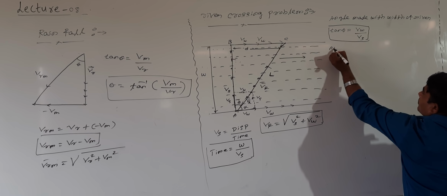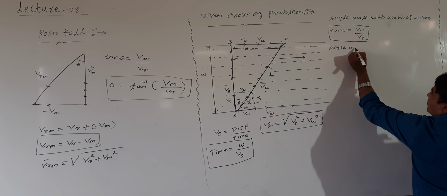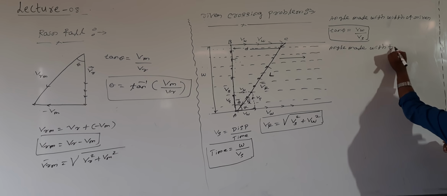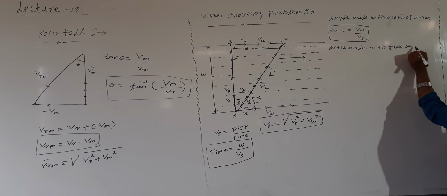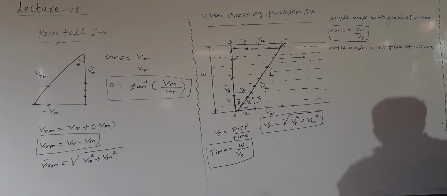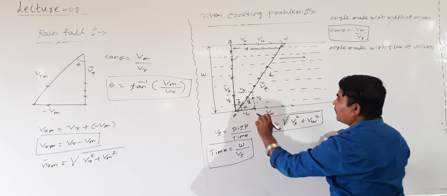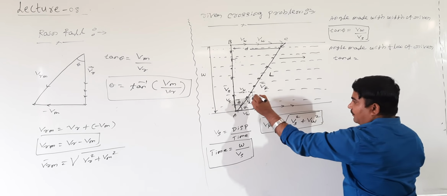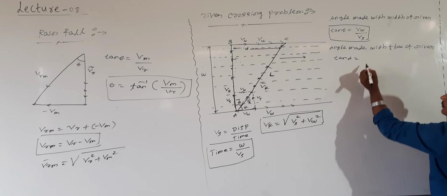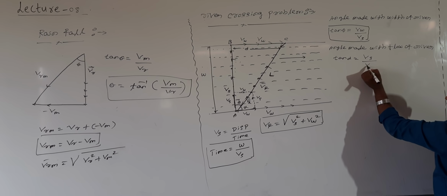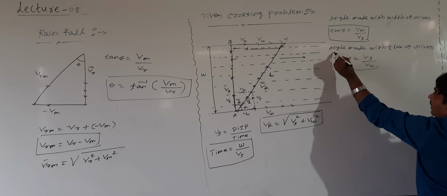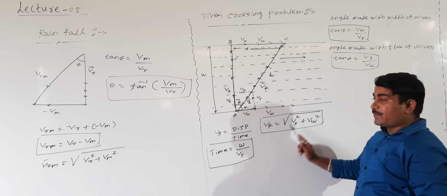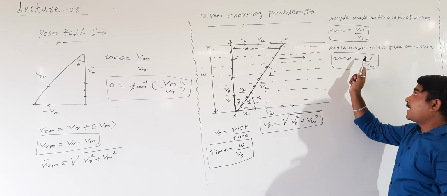Angle made with the flow of the river. Shall I take tan alpha? What is tan alpha? Opposite by adjacent. Vs is the opposite. Adjacent means VW. So Vs divided by VW. This is the angle made with the flow of the river. This represents time, this represents the resultant velocity, this the angle made with the width of the river, and this the angle made with the flow of the river.